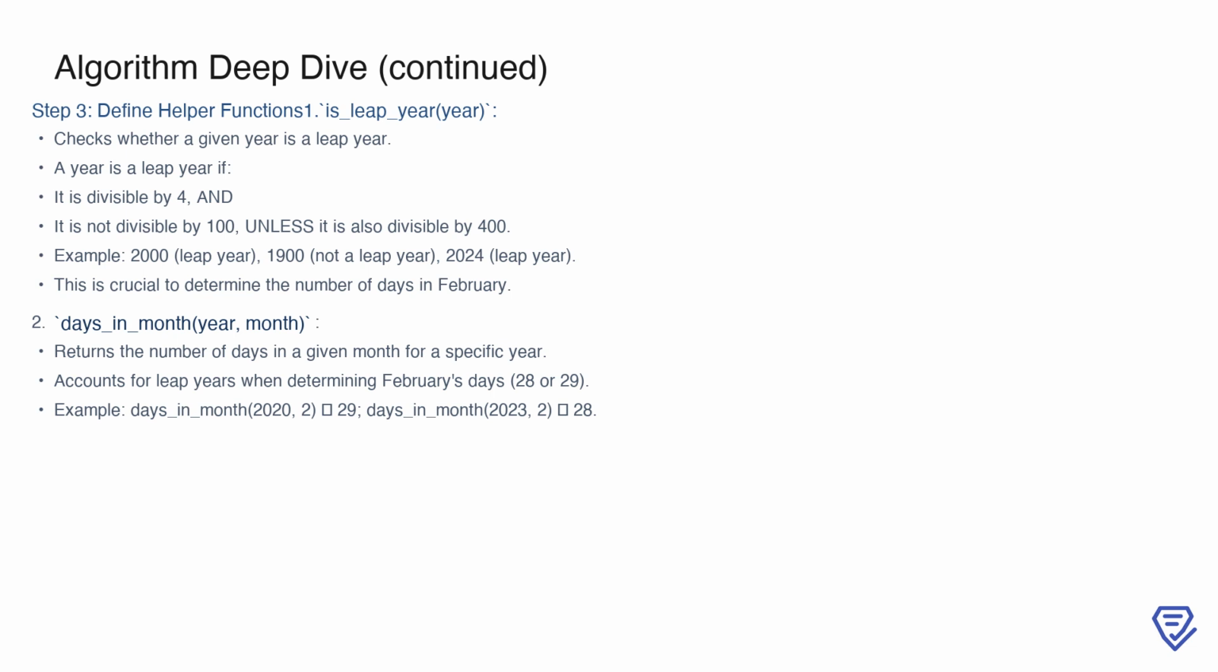The second helper function, days_in_month(year, month), calculates the number of days in a specific month for a given year. This function uses the leap year logic to determine whether February has 28 or 29 days and returns the correct number of days for all other months. For instance, calling days_in_month(2020, 2) would return 29, while days_in_month(2023, 2) would return 28. These helper functions modularize key pieces of our logic, making the solution more readable and easier to debug.